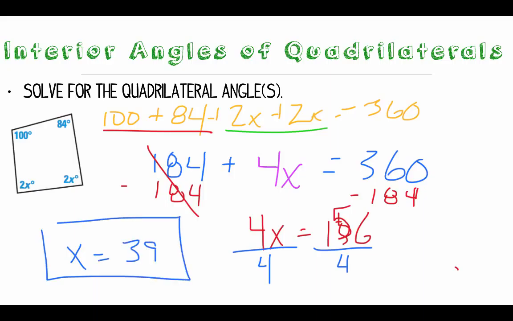So if I need to find the measure of those two, what I will do is take this 39 and plug it in for x. So I will have 2 times 39, which would give me roughly 78. So each of those measures is 78 degrees.